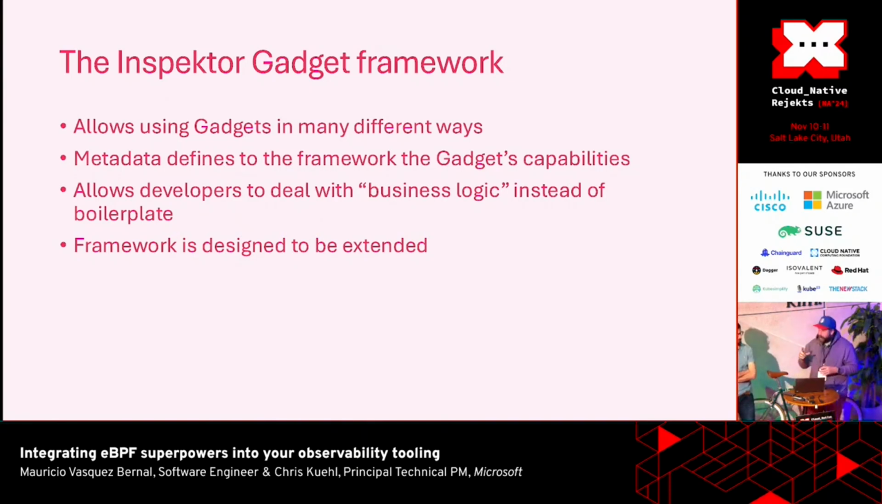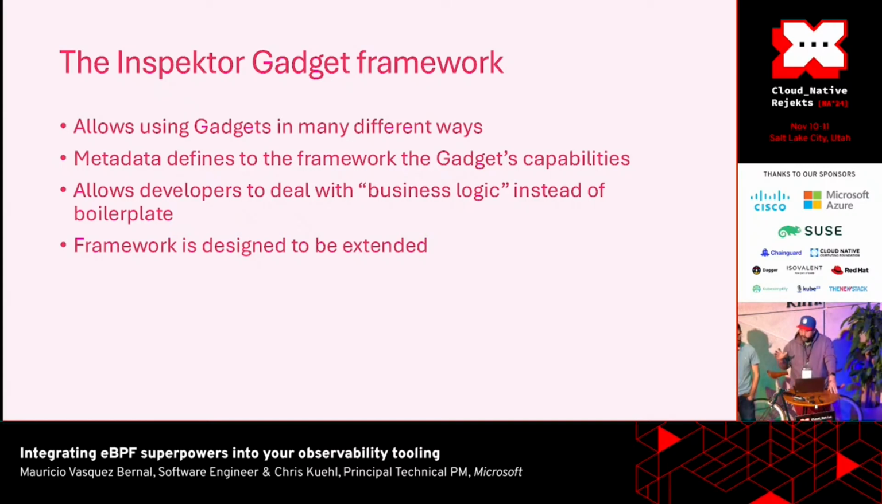This adds not only value to the framework, but also if somebody is going to create a BPF program, if you do it as a gadget, you can use that in a lot of different ways, and you don't have to do all the boilerplate stuff for the specific use case. You can just do a couple of configuration parameters. The metadata, as I've expressed before, defines to the framework the capabilities of the gadgets. So if you try to send metrics from a gadget that doesn't support that, it'll error out.